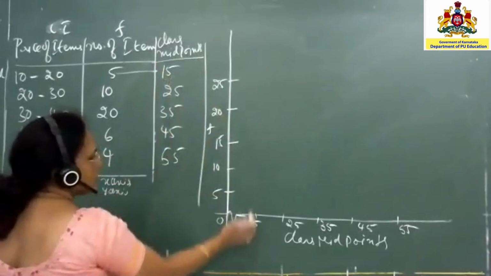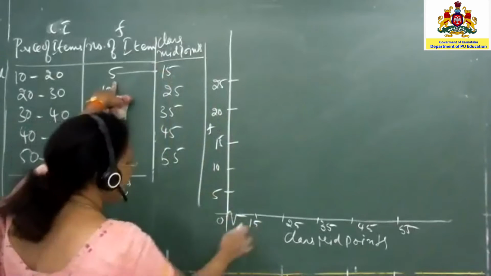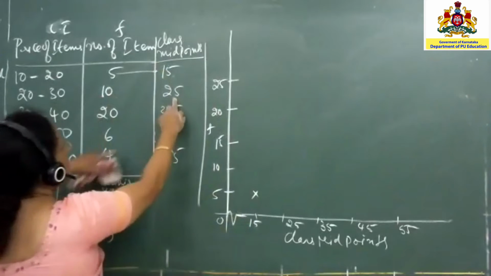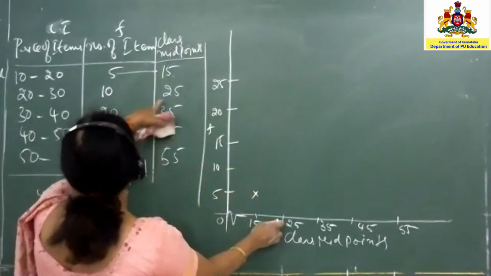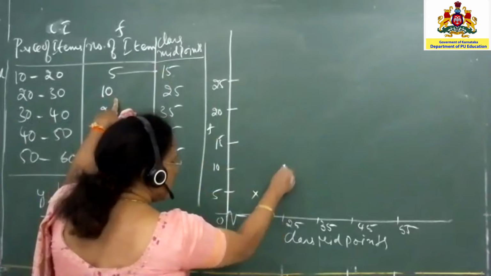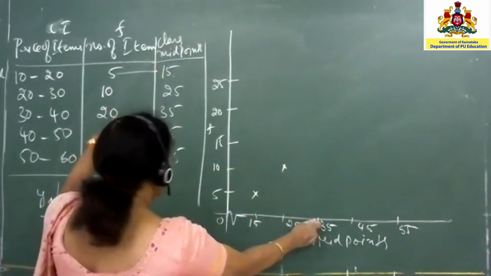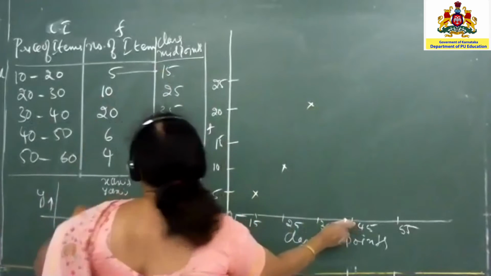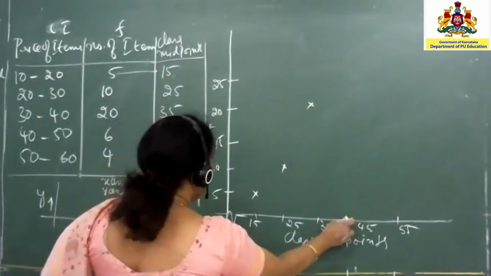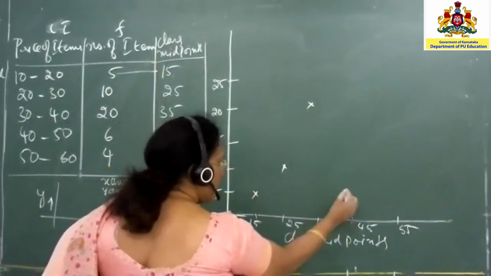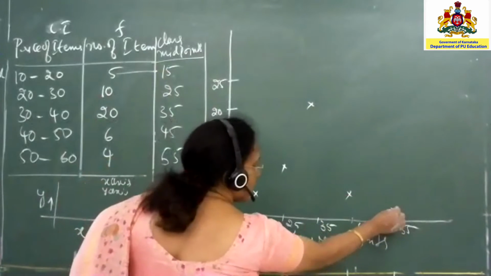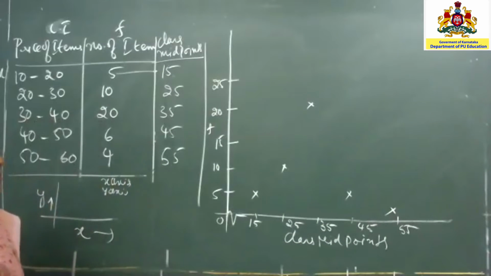Now you have to mark like this. So class midpoint is 15 and frequency is 5. So this is 15, this is 5. So you will plot the point here. Now this is 25, and 10. This is one number. Next you have 35 and 20. So this is 35. This is 20. Next you have 45 and 6. So this is 45. Now 6 will be higher than this. Now 55 and 4. Like this you will get the plotted points.